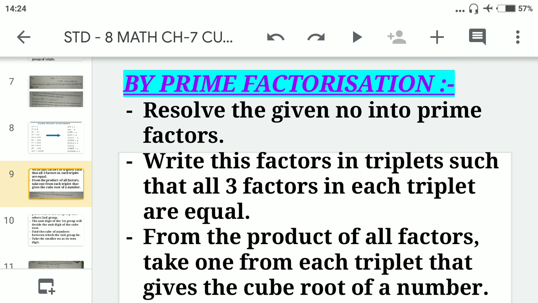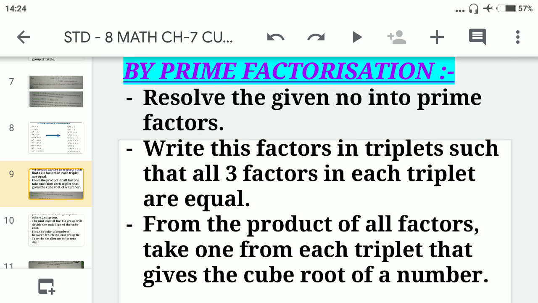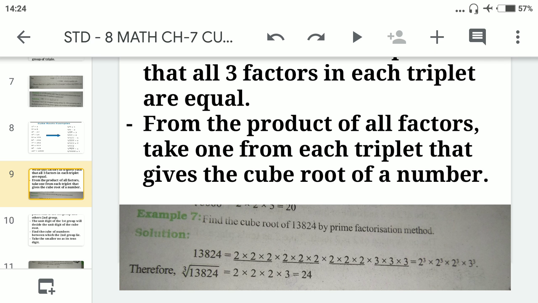The first one is by prime factorization. As you already know, simply do the prime factorization of the given number, then write the factors in triplets such that all 3 factors in each triplet are equal. So you have to make a group of 3 numbers which are of equal value. Then from the product of all factors, take one from each triplet, and that gives the cube root of the number. That means from each group, you take one digit and multiply them, and you will get the cube root.